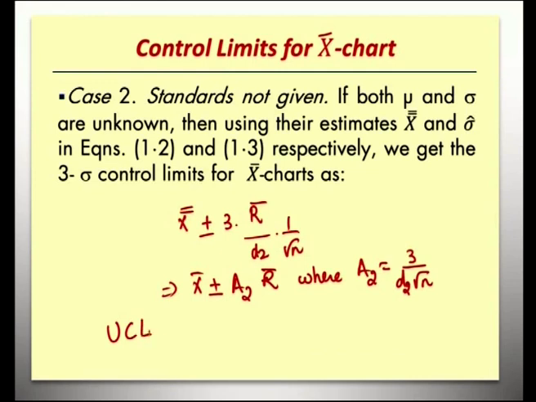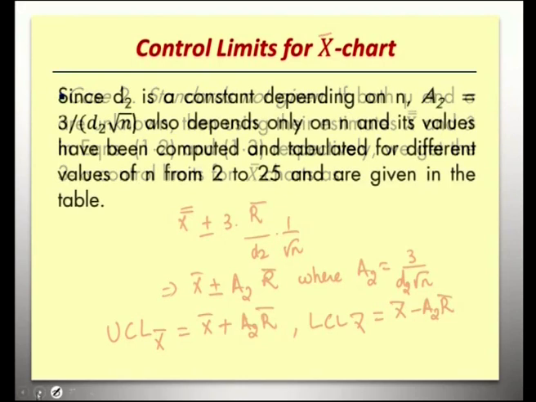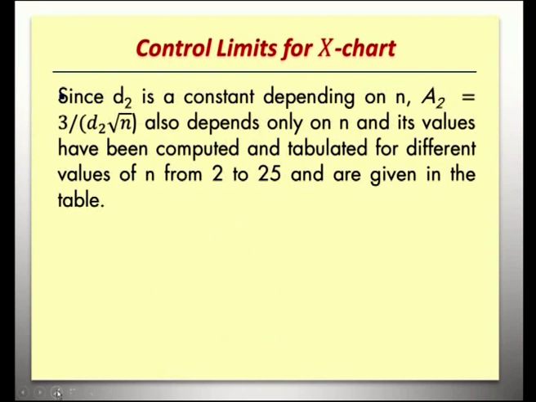So, the UCL of x bar is equal to x bar bar plus A2 into R bar, and the LCL of x bar is equal to x bar bar minus A2 into R bar. Since d2 is a constant depending on n, A2 equal to 3 divided by d2 into root n also depends on n, and its values have been computed already and tabulated for different values of n from 2 to 25, and are given in the table just shown.